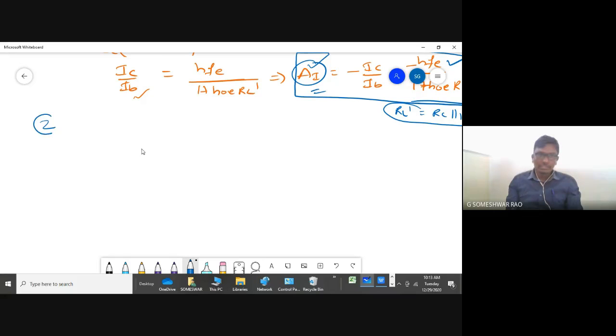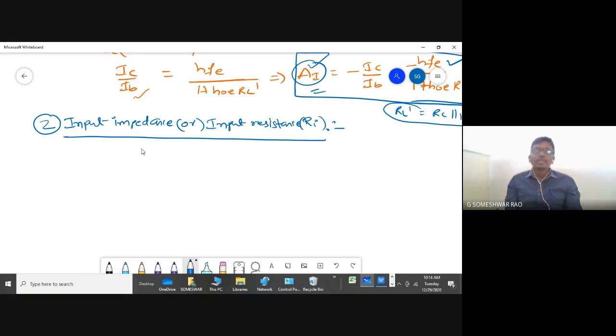Go for the second parameter. The second parameter I am going to write as input impedance, or it is also called input resistance. Is it okay? Input impedance or input resistance, and this we are going to represent as Ri. So this one I can calculate.